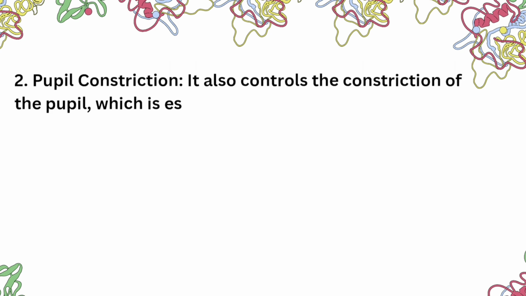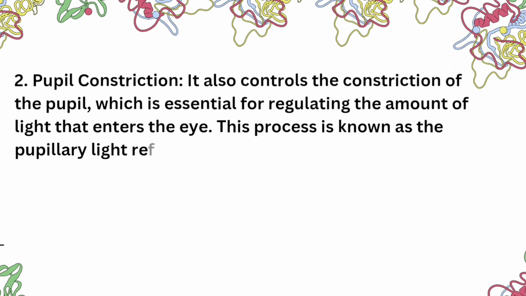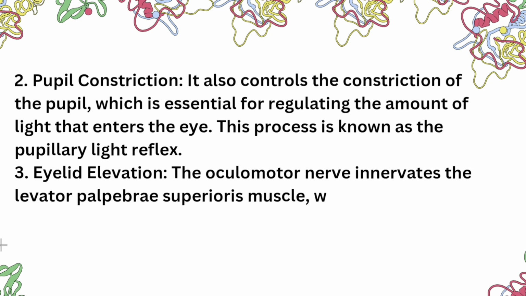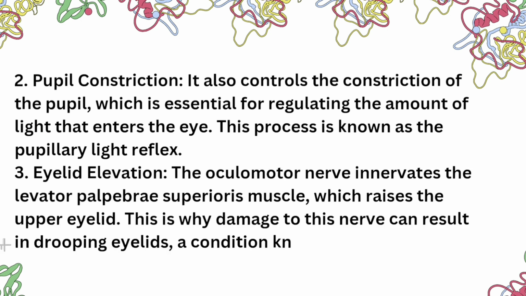2. Pupil constriction. It also controls the constriction of the pupil, which is essential for regulating the amount of light that enters the eye. This process is known as the pupillary light reflex. 3. Eyelid elevation. The oculomotor nerve innervates the levator palpebrae superioris muscle, which raises the upper eyelid. This is why damage to this nerve can result in drooping eyelids, a condition known as ptosis.